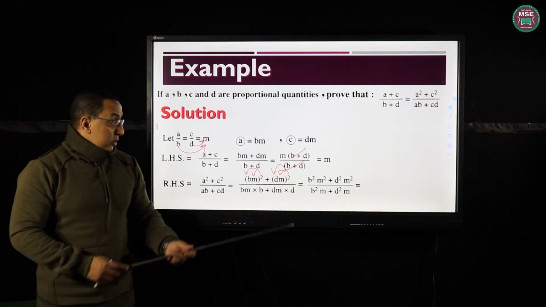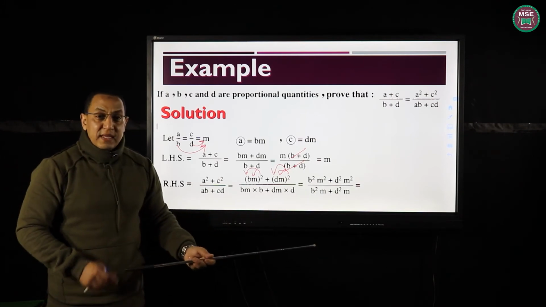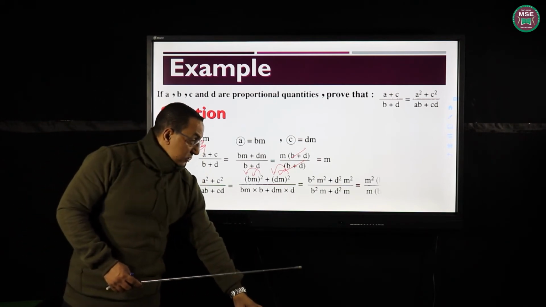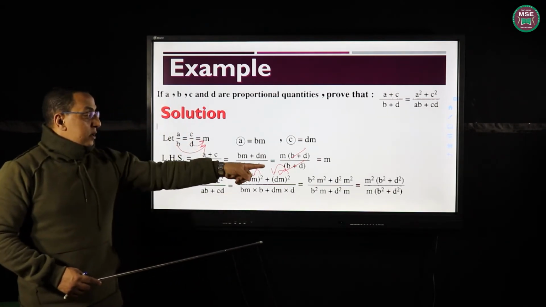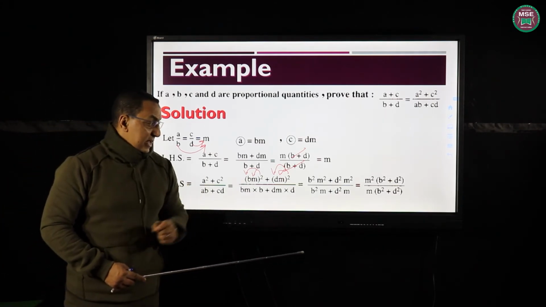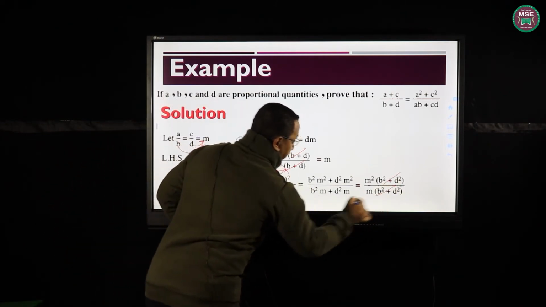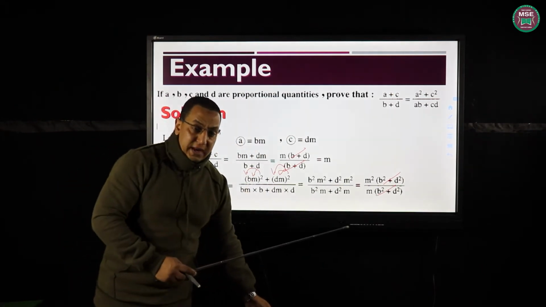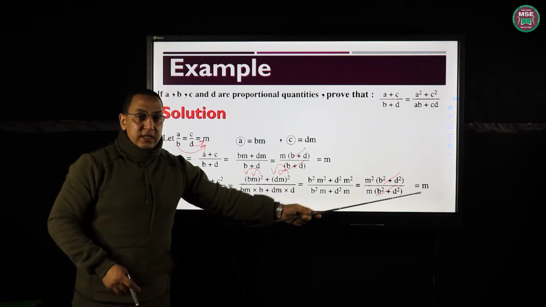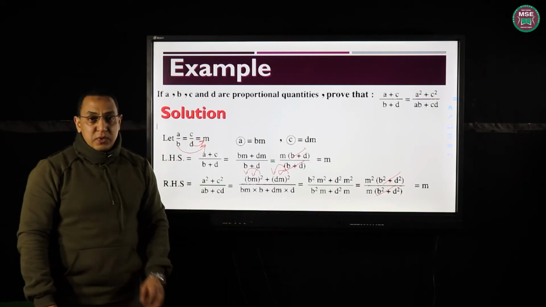Looking at the numerator, I have m power of 2 as a common factor, and down below m is a common factor. So I'm going to factor out m power of 2 and m, like this. Inside the brackets I have b power of 2 plus d power of 2, and down below the same bracket. So I'm going to cross the two brackets. It will be m power of 2 over m, which equals m. Finally, I have m here and the right side equals m, so the left hand side equals the right hand side, as we see.